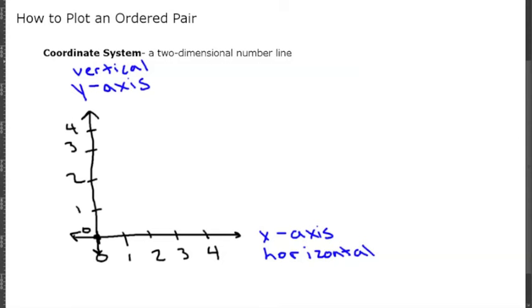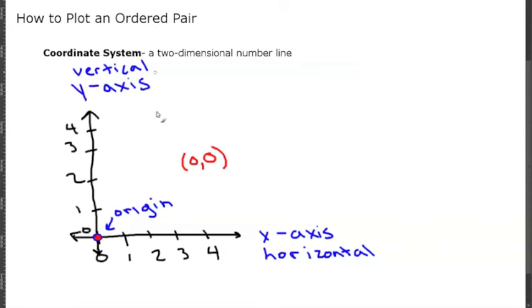Now, another key term is origin. Your origin is where your vertical axis and your horizontal axis intersect. So your x and y axis always intersect at the point 0, 0. So that is your point of origin. Now, in terms of an ordered pair, that origin point right here would be labeled as 0, 0.